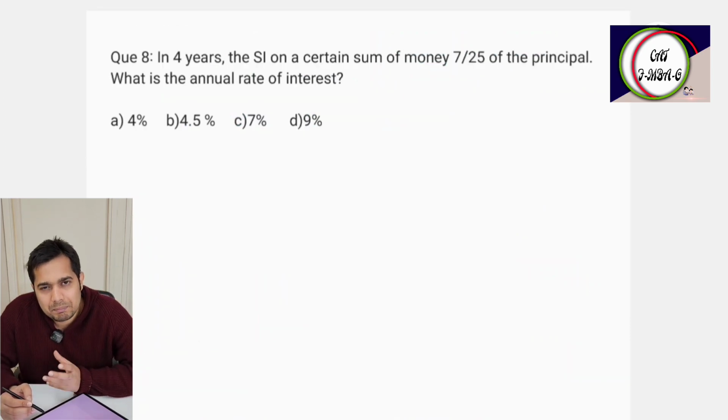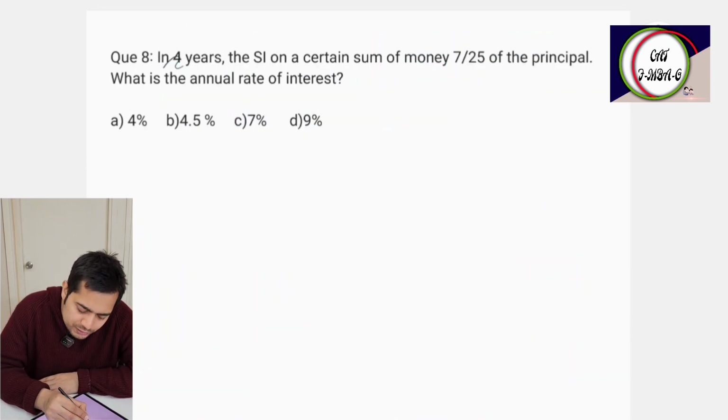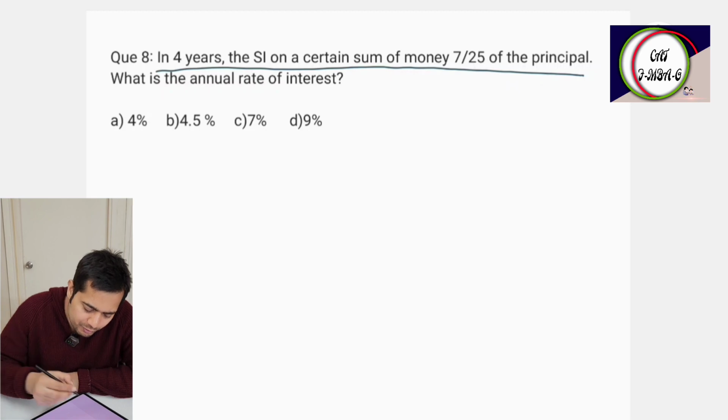Okay, this is again a banking question. In 4 years, simple interest on a certain sum of money becomes 7 by 25 of the principal.